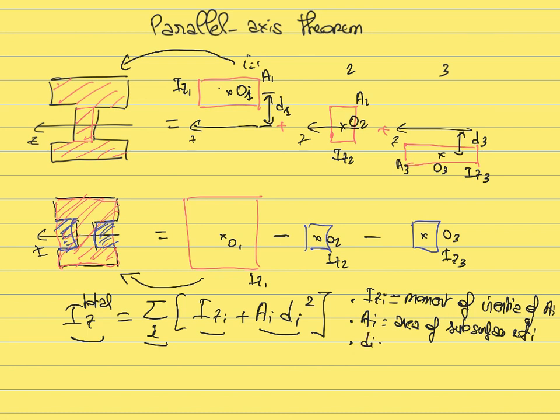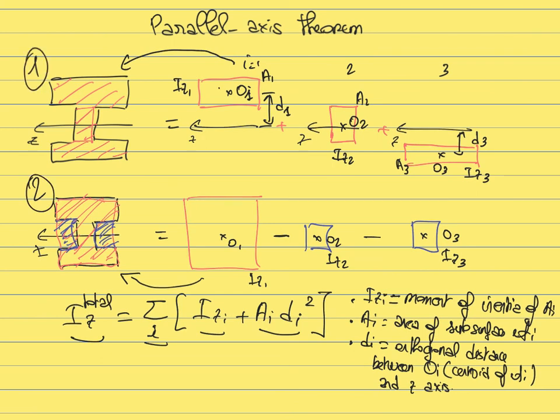And then the last thing that matters is d_i, which is the orthogonal distance. The orthogonal distance between what? Between first O_i, where O_i is the centroid of A_i, the centroid of those surfaces, and the z-axis. The z-axis, the axis about which you're calculating the moment of inertia, and O_i, the centroid of those surfaces.